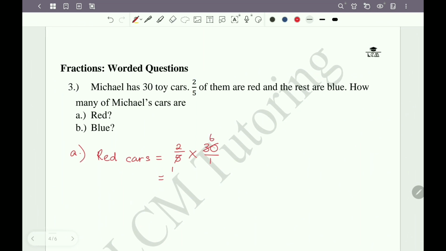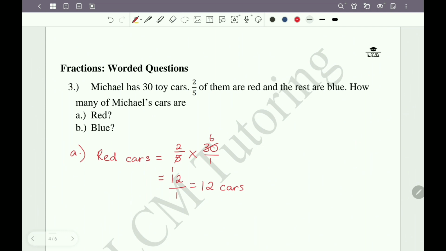Now there is nothing left to cancel. We cannot cancel a numerator with a numerator, so we can't cancel that 2 and 6. So what we're going to have to do now is just multiply the numerators. So 2 multiplied by 6 is 12, and 1 multiplied by 1 is 1 in the denominator. 12 over 1 is really just 12. So that means that Michael has 12 red cars, right? So let's just say 12 cars here. And that's your answer for part A.